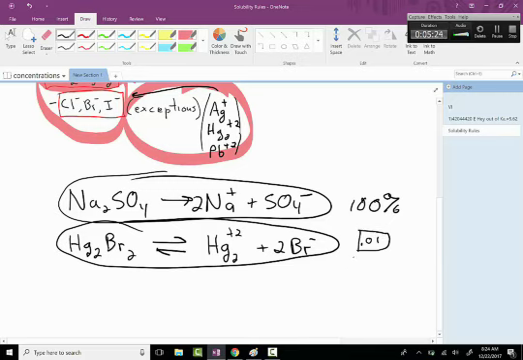Okay, so the extent of this reaction, and in fact, is the opposite direction. The extent of the reaction is that way. That's all you need to know about this.